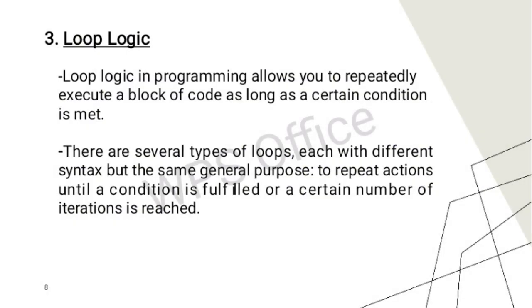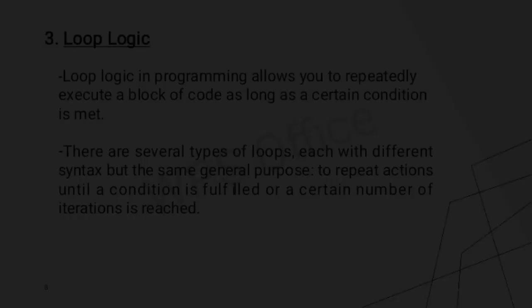The third one is loop logic. Loop logic in programming allows you to repeatedly execute a block of code as long as a certain condition is met. This logic repeats over and over. The block of code repeats until the condition is fulfilled or it gets the results based on the conditions.